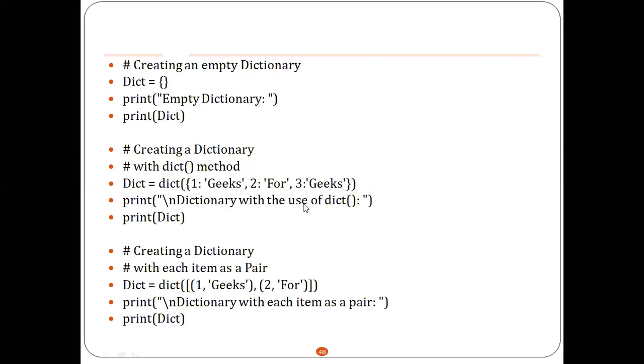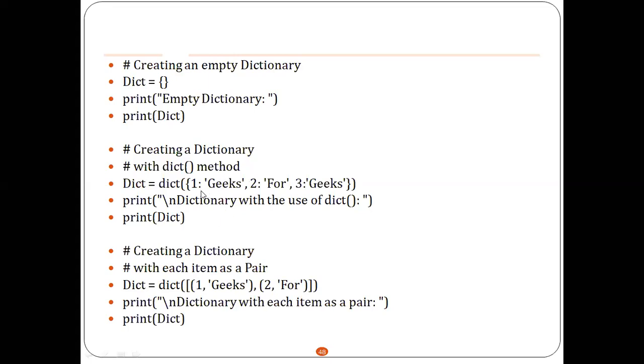So now the dictionary, created with the dictionary function, is going to be displayed in the terminal. And you can also create it using a pair of key and value. Use the dictionary function again, and we are using a pair here, that is 1 comma gigs and 2 comma 4. Look at the difference between these two.